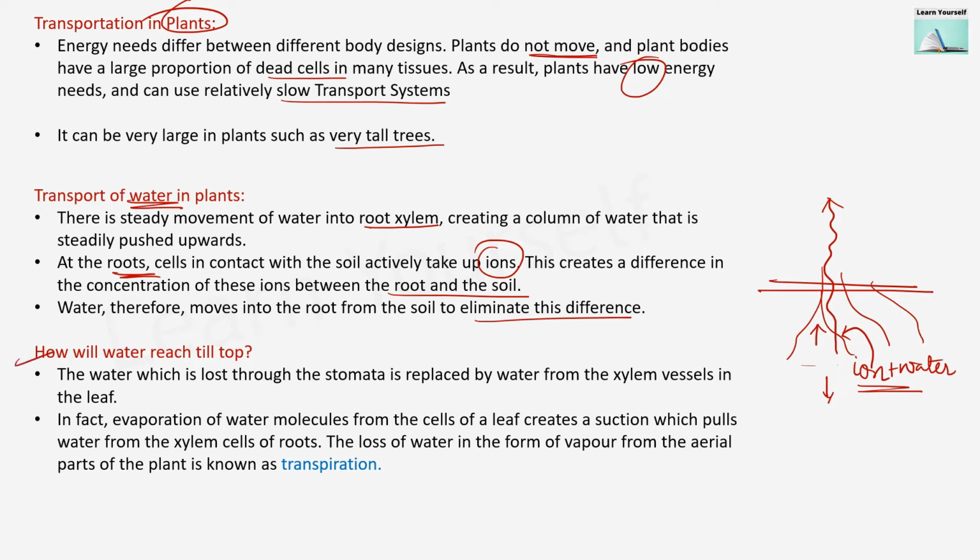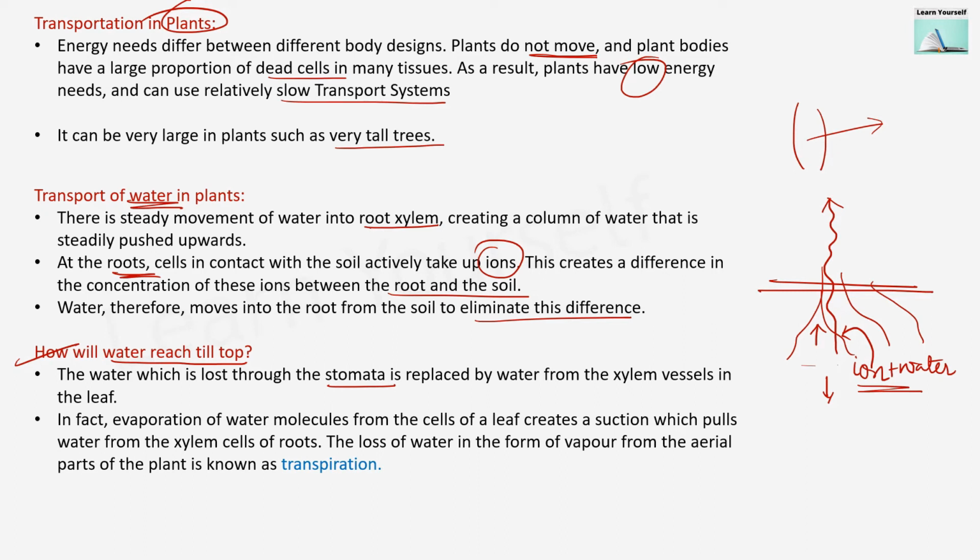Now third point, how will water reach till the top? This ion difference will help water to go into the roots. Now how will it reach till the top? The water which is lost through the stomata is replaced by water from the xylem vessels in the leaf. Now when the stomata pore opens, it will also transpire some of the water into the environment. So now leaves have less water compared to the earlier situation.